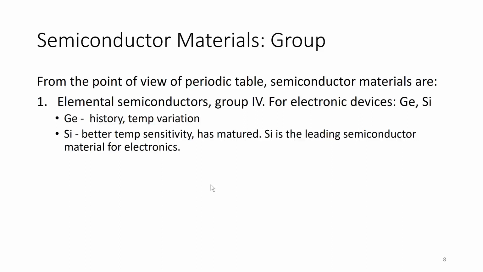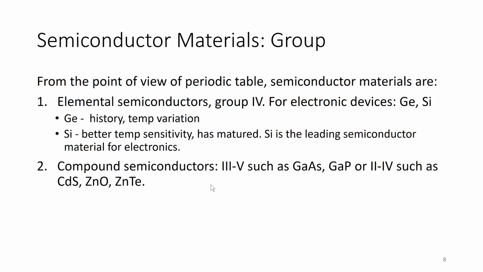Historically, germanium is the first material that found its place in the innovation history, but it is very sensitive to temperature. So silicon was then found to have better temperature sensitivity, and it has matured. So silicon is the leading semiconductor material for electronics now. Even though germanium devices still exist, silicon is the material that dominates. And then other than elemental semiconductors, you have compound semiconductors, which are 3,5, such as gallium arsenide, gallium phosphide, and then you have 2,6, like zinc oxide.